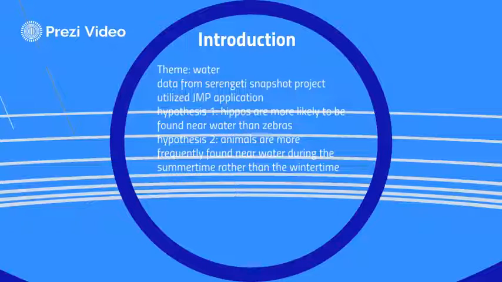Our first hypothesis was that hippos are more likely to be found near water than zebras. And our second hypothesis was that animals are more likely to be found near water during the summertime than during the wintertime.